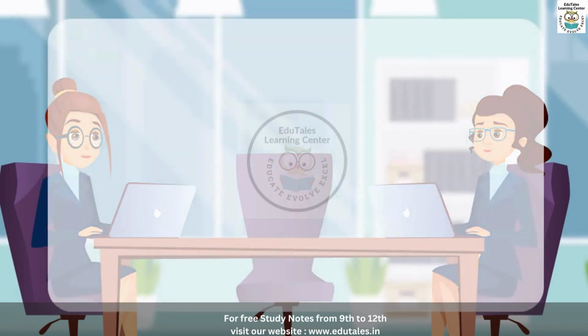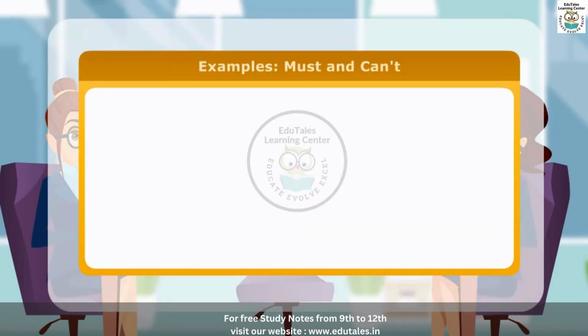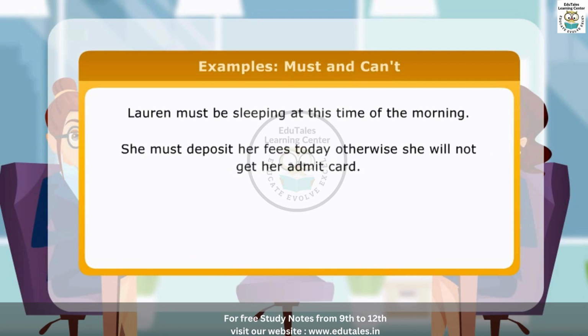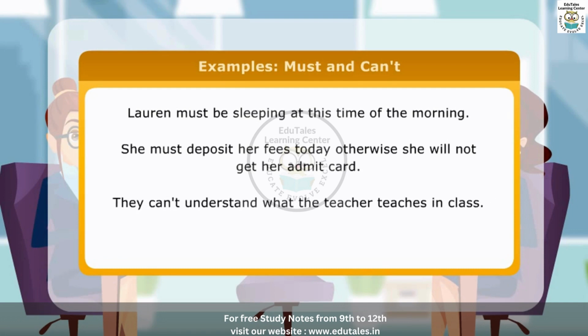Here are a few more examples of use of must and can't in sentences. Lauren must be sleeping at this time of the morning. She must deposit her fees today, otherwise she will not get her admit card. They can't understand what the teacher teaches in class. We can't go out in this terrible heat.